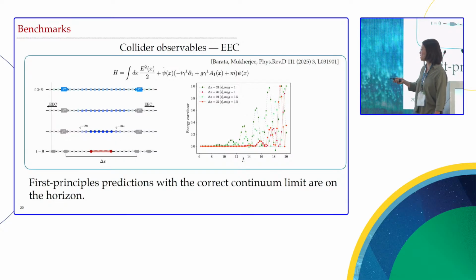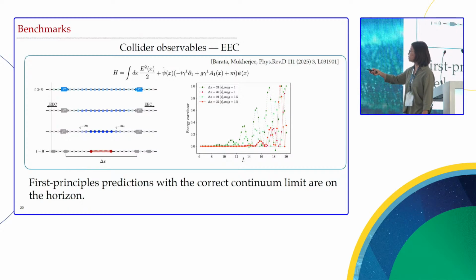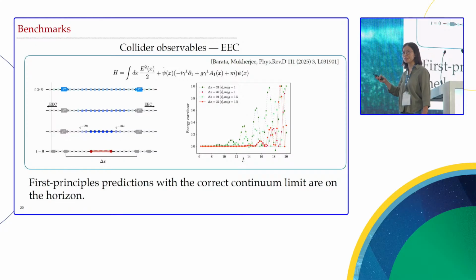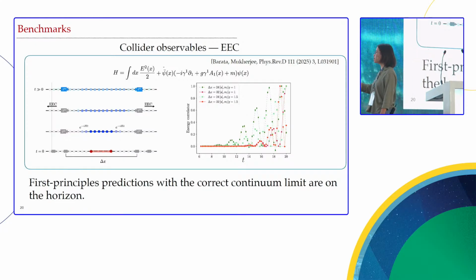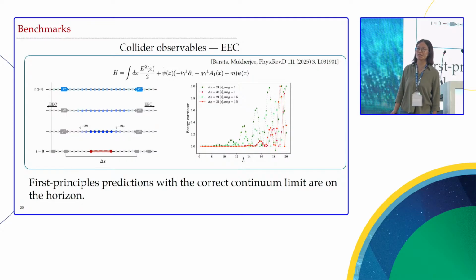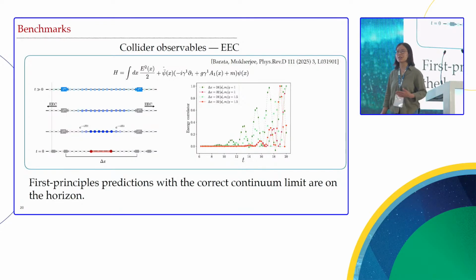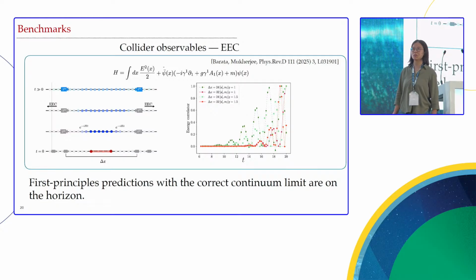And also for this observable, especially for energy-energy correlators, we can achieve the continuum limit at the critical point. That is another way to achieve continuum limit predictions. But I would like to say there are still a lot of things to be investigated to reach the continuum limit, as you said, yes.